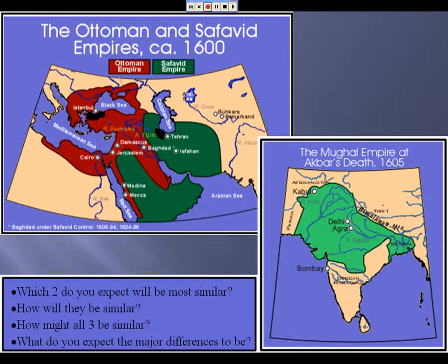Culturally? Geographically? Militarily? Sahil? Okay. Social statuses or hierarchies or organization of society, all those might be the same too.